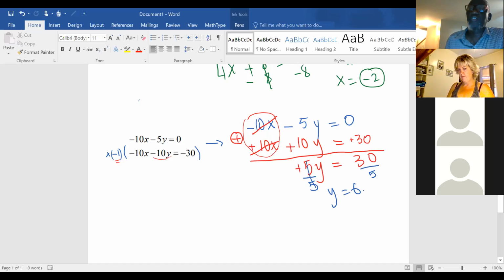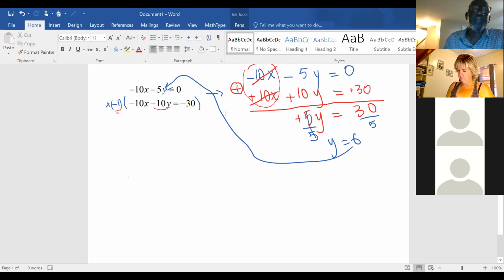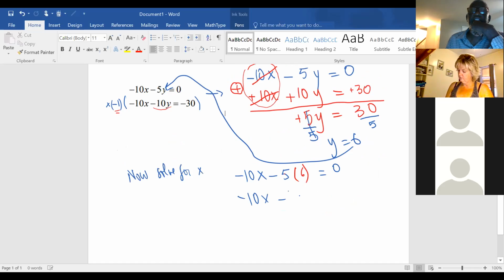After we got y equals 6, we're going to substitute y equals 6 in either of the equations. It doesn't matter which one. For instance, we're going to put it here. Now solve for x. So we get negative 10x minus 5 times 6 equal to 0, which is negative 10x minus 30 equal to 0, right?